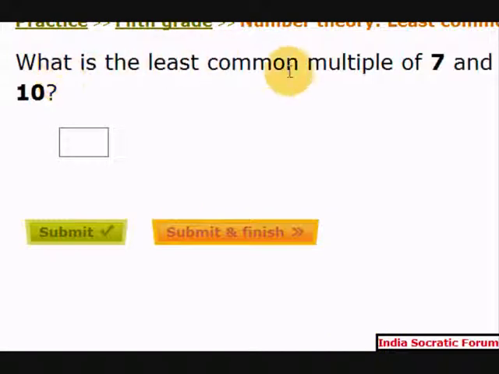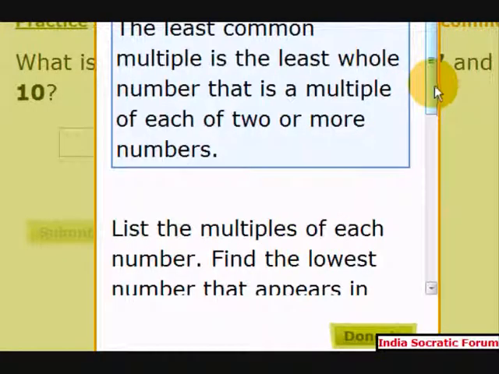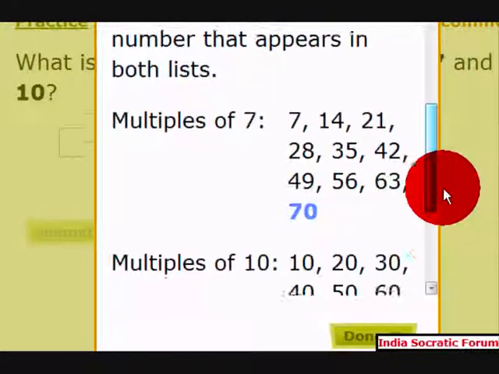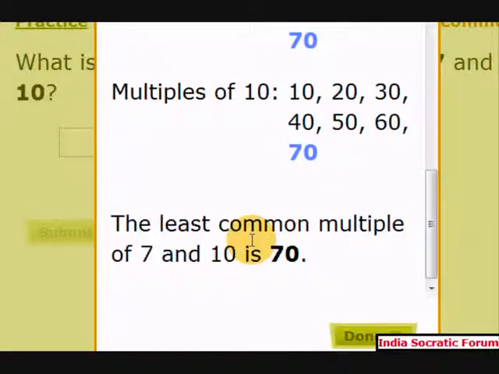Finally, what is the least common multiple of 7 and 10? Once again, the answer is, good job, the answer is 70. Do you know why? Multiples of 7, multiples of 10, which is common? 70 alone is common. Least common multiple of 7 and 10 is 70.